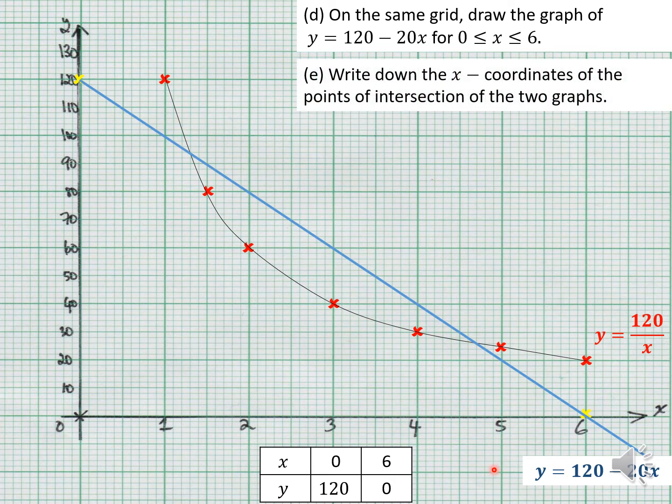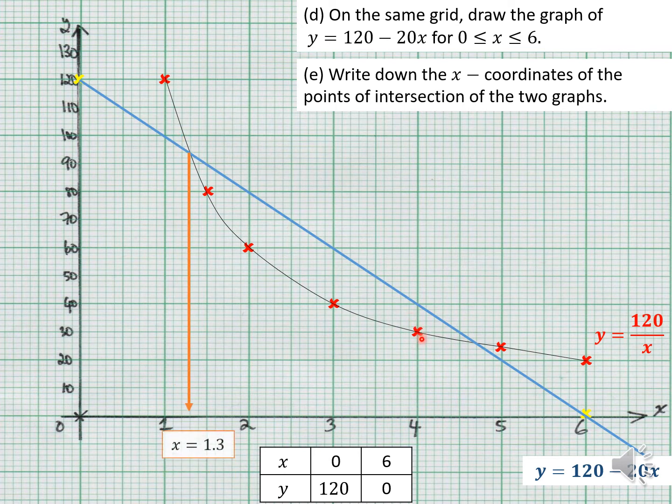Now, the next question asks you to write down the x coordinates of the points of intersection of the two graphs. Here you can see this blue line is intersecting with the black curve. y equals to 120 over x is equal to 120 minus 20x, where they are equal because they intersect. So you just have to give the x coordinate. Sometimes they do ask you to find the coordinate, then you must give the x value as well as the y value. But here we are only interested in the x value.